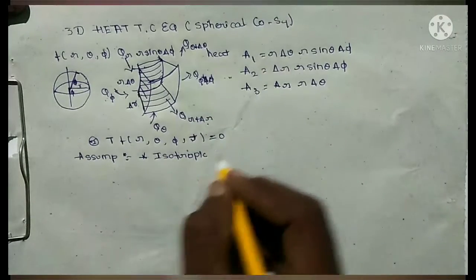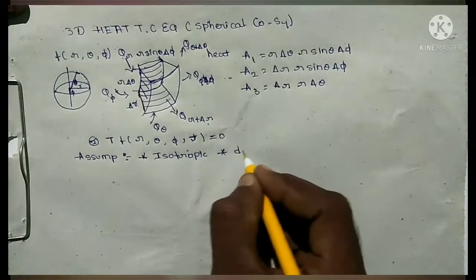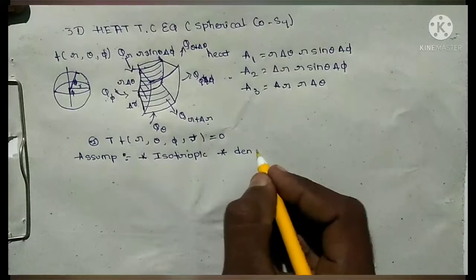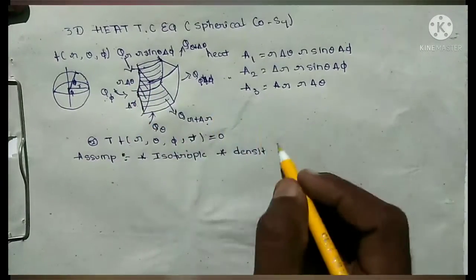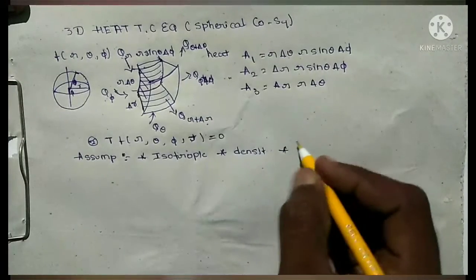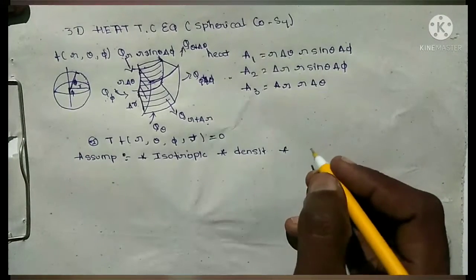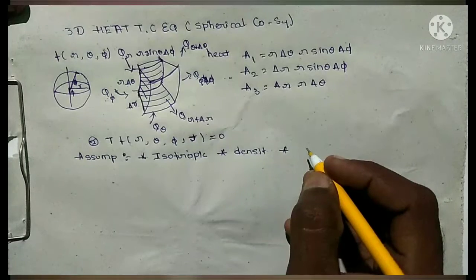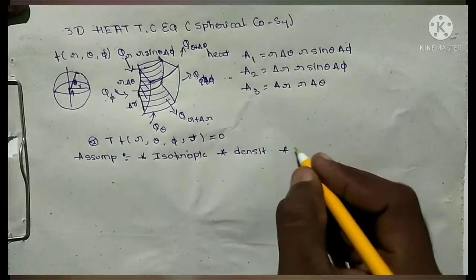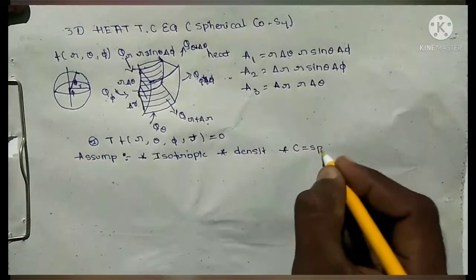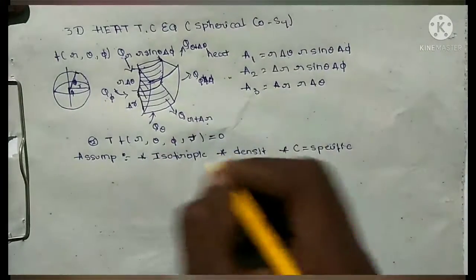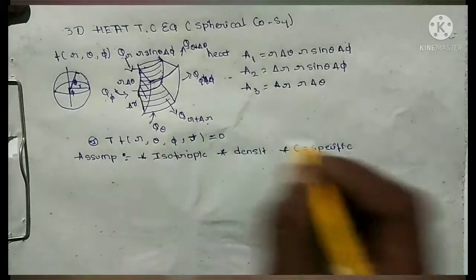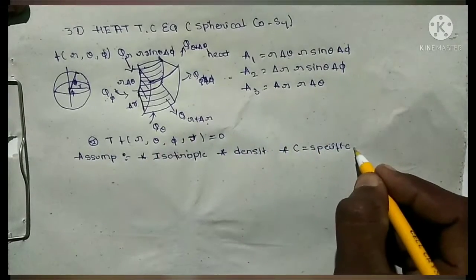Okay, that is isotropic. The next one is density. Okay, density of the element will be same. Okay, next the coefficient of heat, or what we call specific heat, that is C. Okay, the specific heat of the material is also the same at each and every point of the body. Okay, this we are going to consider.